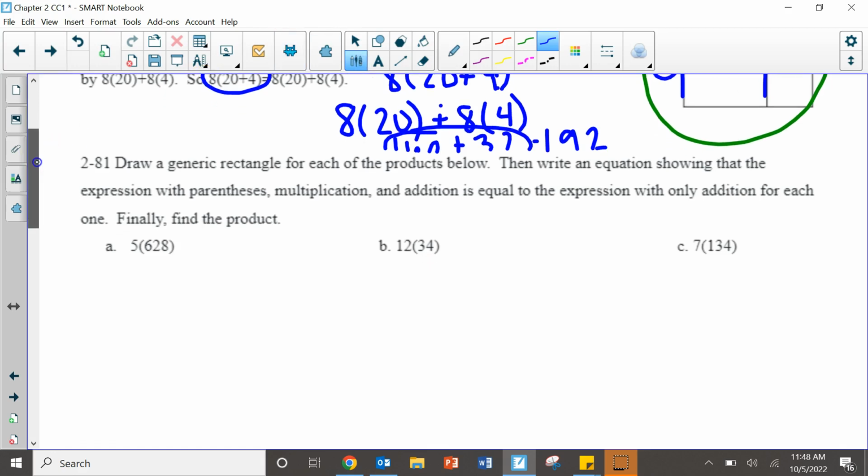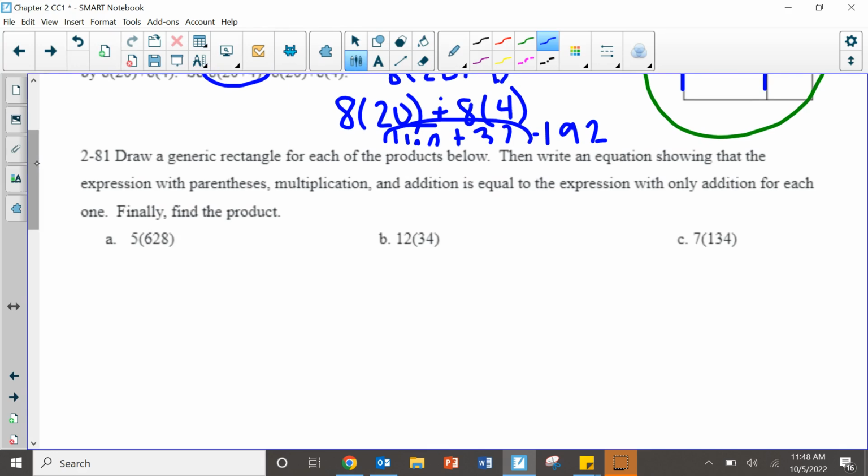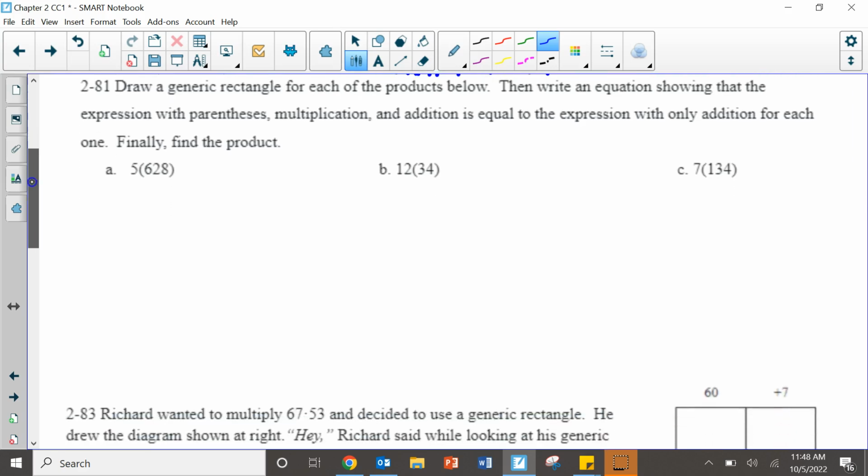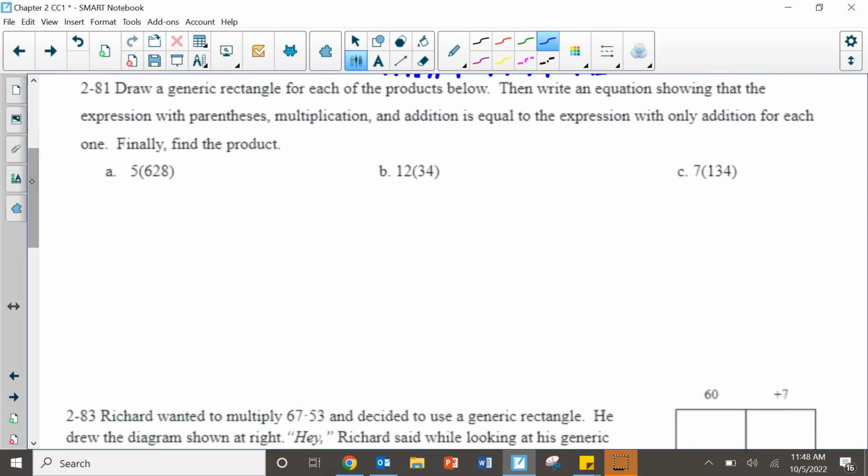So it says for 2.81, draw a generic rectangle for each of the products below. Then write an equation showing the expression with parentheses, multiplication, and addition is equal to the expression with only the addition for the one. So let me show you what they mean by that. Let's do A together. We're going to draw out our generic rectangle, and we're going to label it.